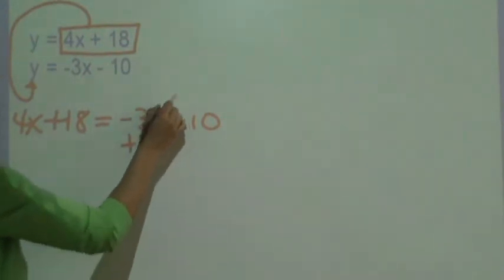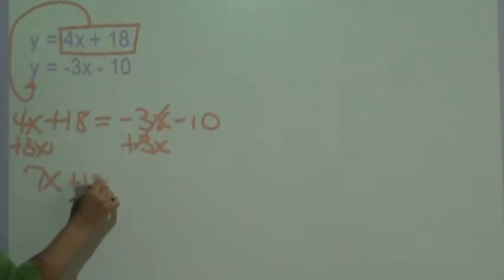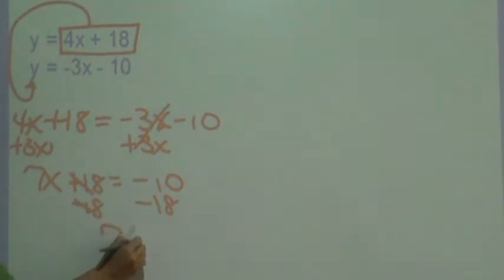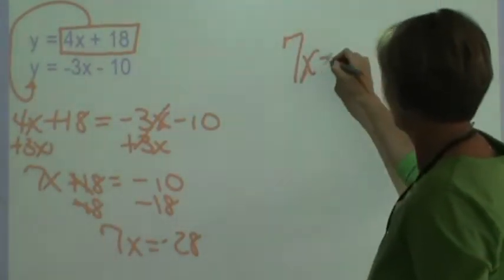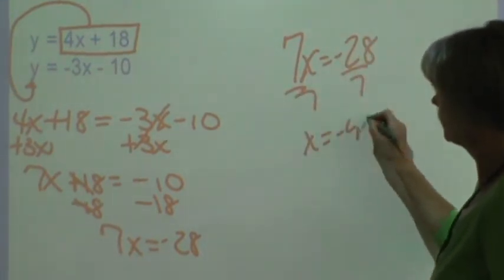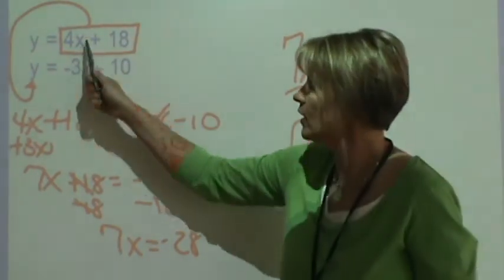So I'm going to add 3x, get my x's on this side. Then I'm going to get my numbers over here. So 7x equals negative 28. Okay, then I'm going to divide by 7, so x equals negative 4. That's a 4. Okay, then I got to put it back into one of the two equations.